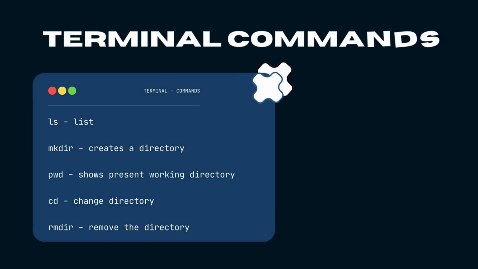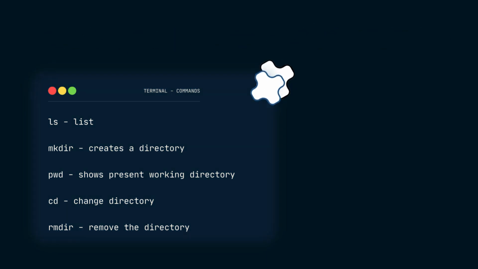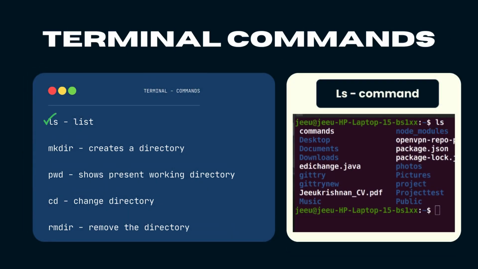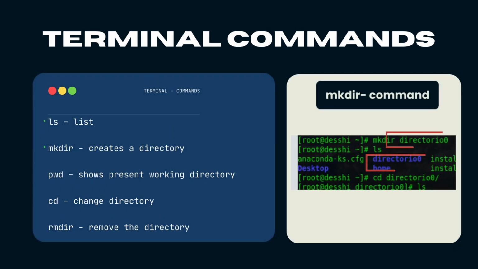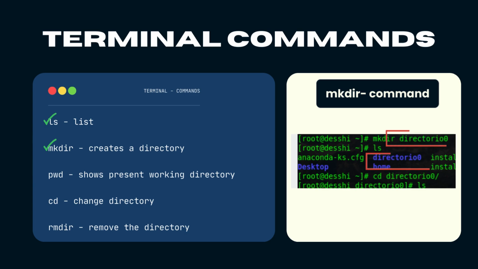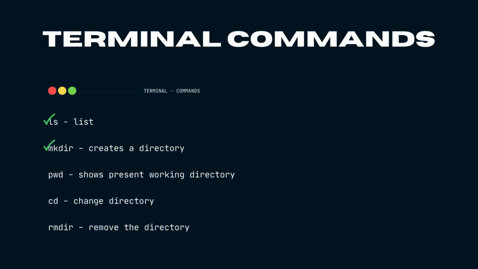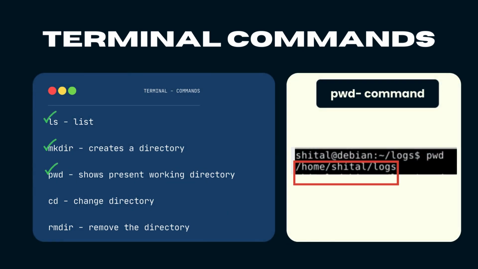Terminal commands. Terminal commands make our day-to-day tasks much easier. These are the terminal commands that you need to know. The first terminal command is ls. It lists all the files present in the folder. Next is mkdir. mkdir will create a new directory with the specified name. Next is pwd. pwd is nothing but present working directory. This command will return the path of the present folder.